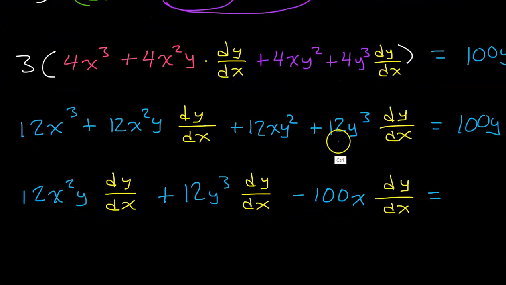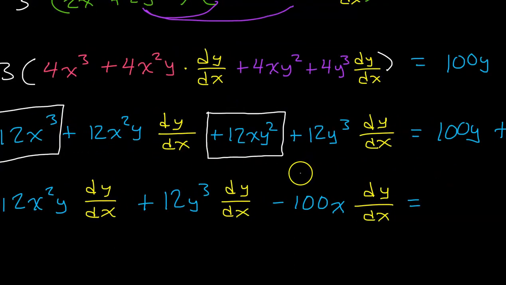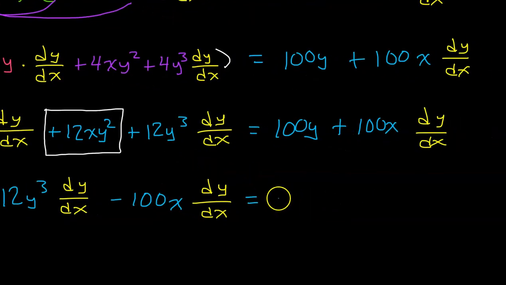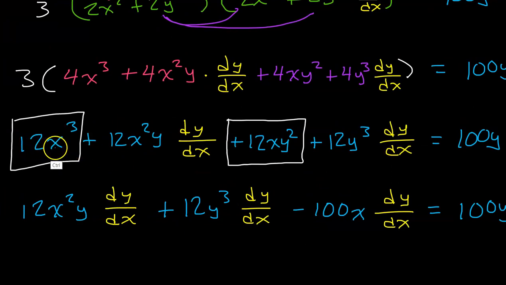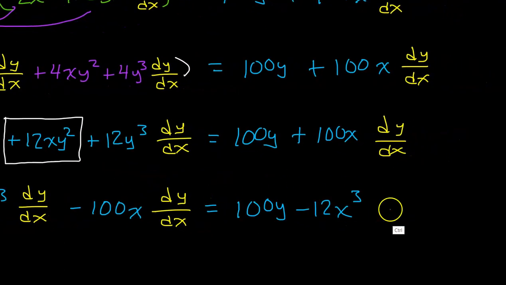Okay, now what needs to get moved over to the other side? Well, here we have this 12x to the third power. That has no dy dx, and we have this 12xy squared, which does not have a dy dx. These two need to get moved to the right-hand side of the equation. Okay, so I already have 100y, which is going to stay on the right-hand side. But now I'm going to have minus 12x to the third power and minus 12xy squared.